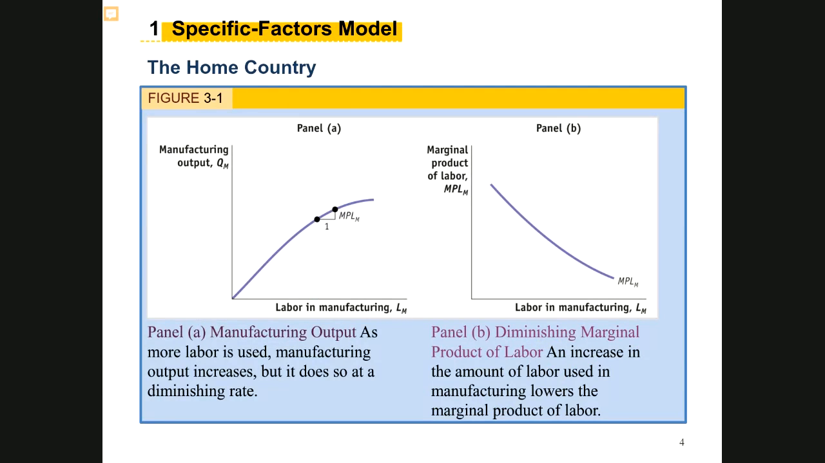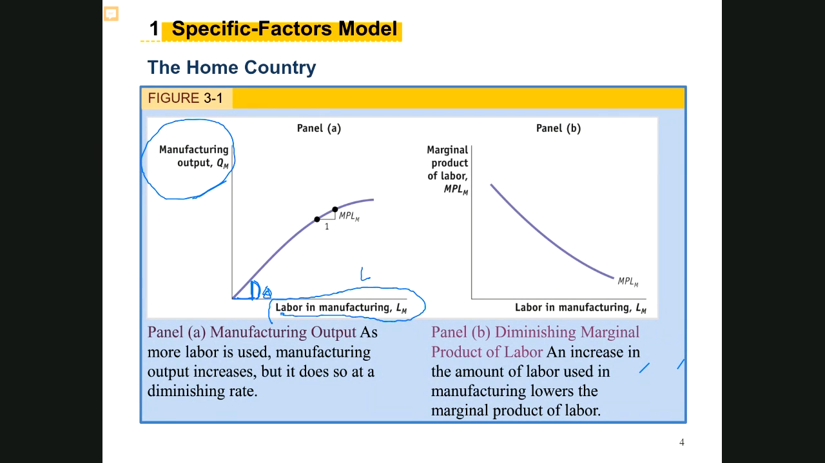Okay, so this is what I mean. Let's take a look at the left-hand side of the panel here. The horizontal axis is the labor in manufacturing, so this could be the total labor that you hire. And the vertical axis is the manufacturing output. So what is the meaning of the diminishing marginal productivity of labor? Originally, if you hire the first laborer, this increment, the triangle here, is the increase in your manufacturing output.